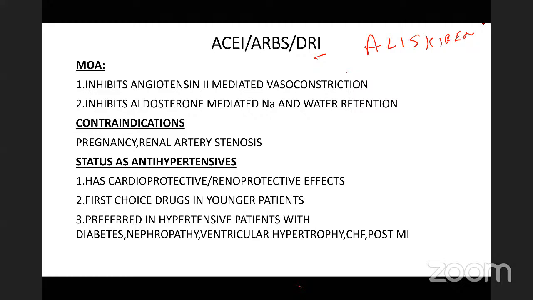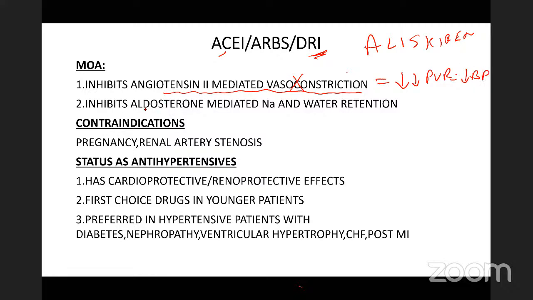They act on the same pathway. ACE inhibitors, we know, inhibit the angiotensin converting enzyme. ARBs block the angiotensin receptors. Direct renin inhibitors directly inhibit renin. Ultimately, what is the effect? They inhibit angiotensin 2 mediated vasoconstriction. If that is not there, peripheral vascular resistance comes down, BP comes down.